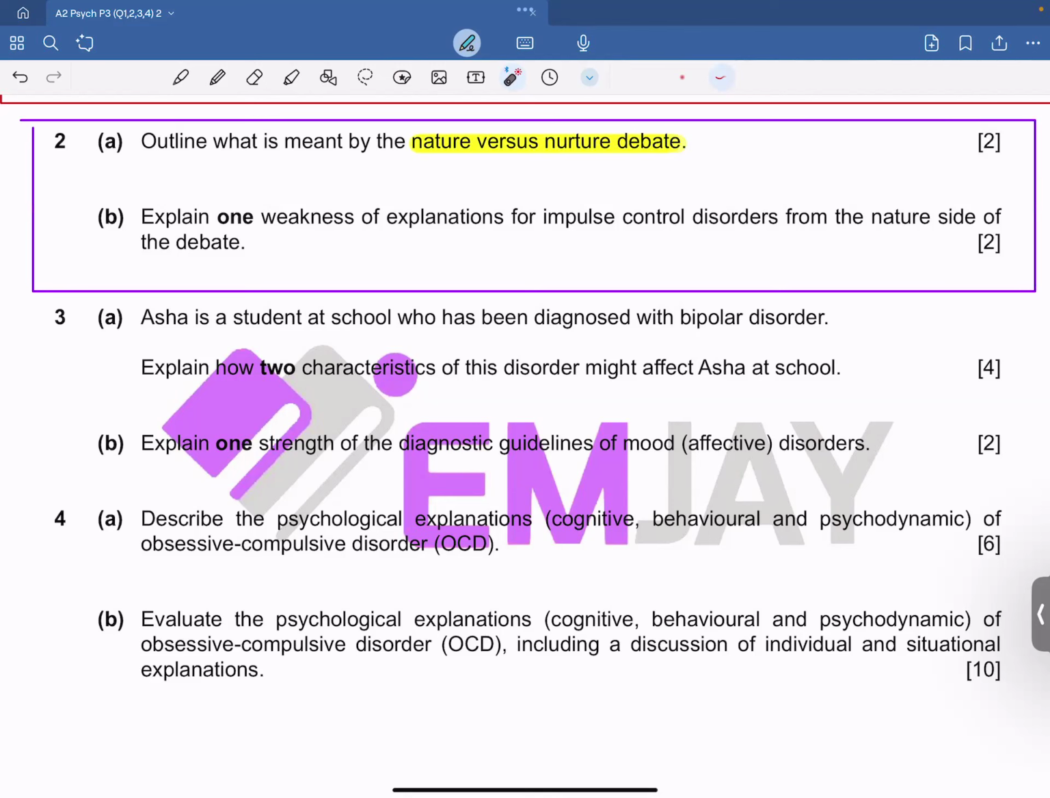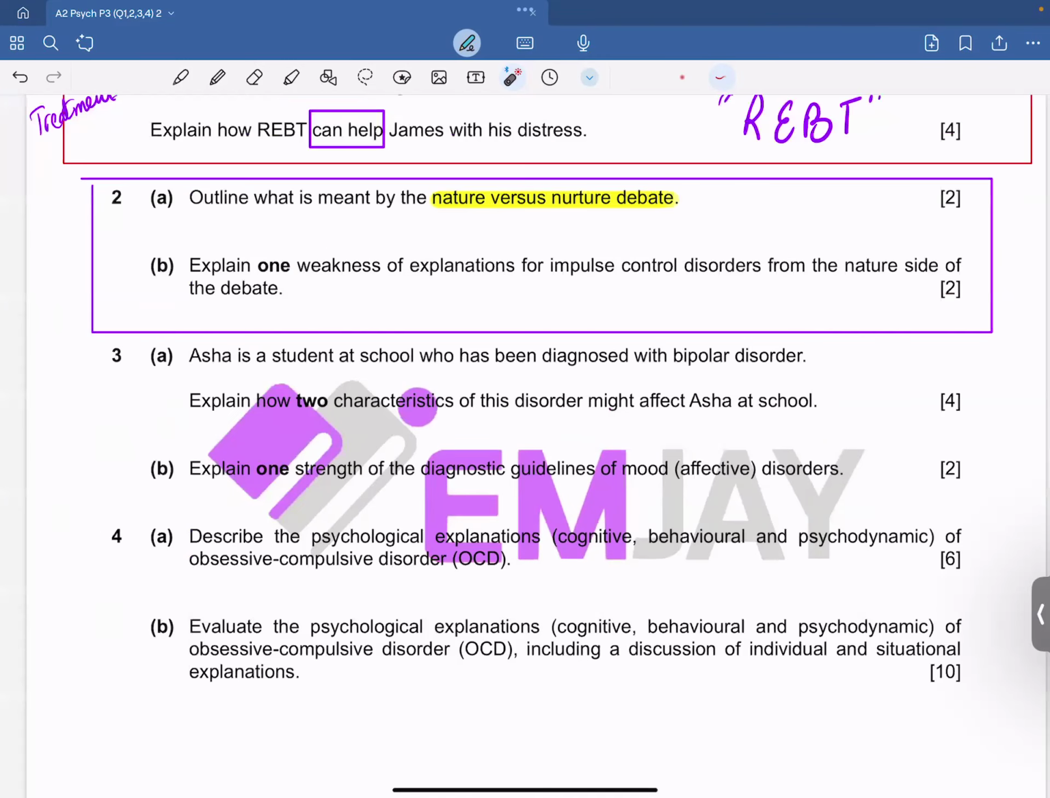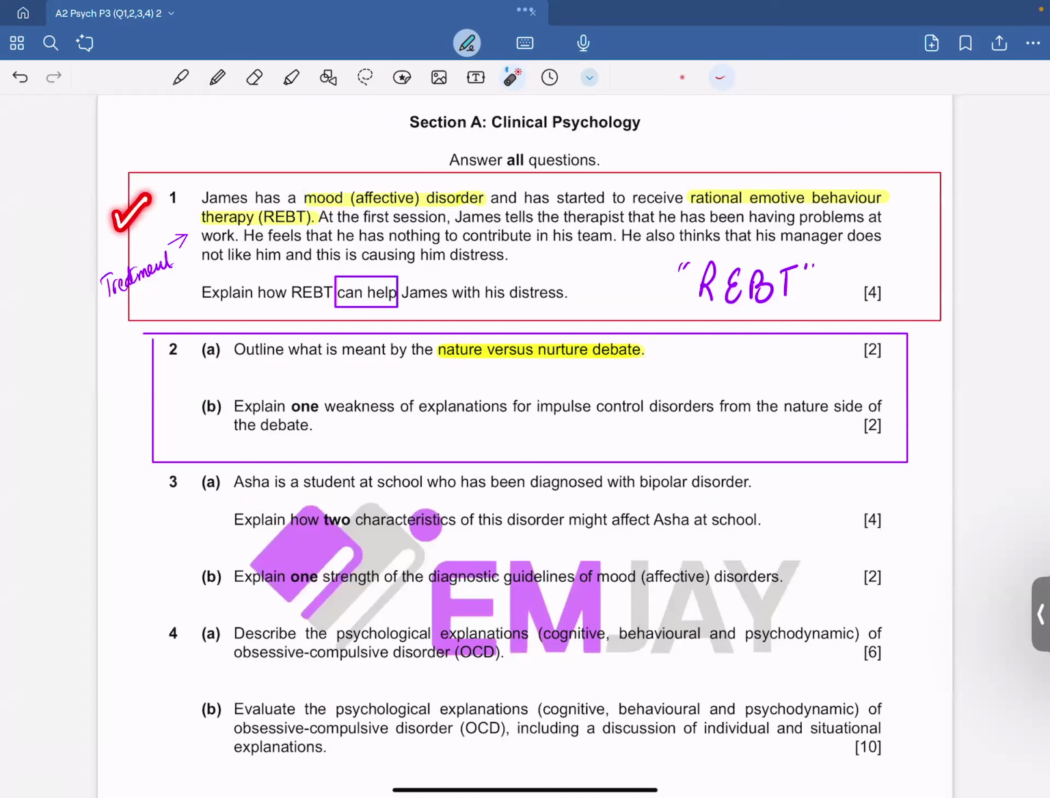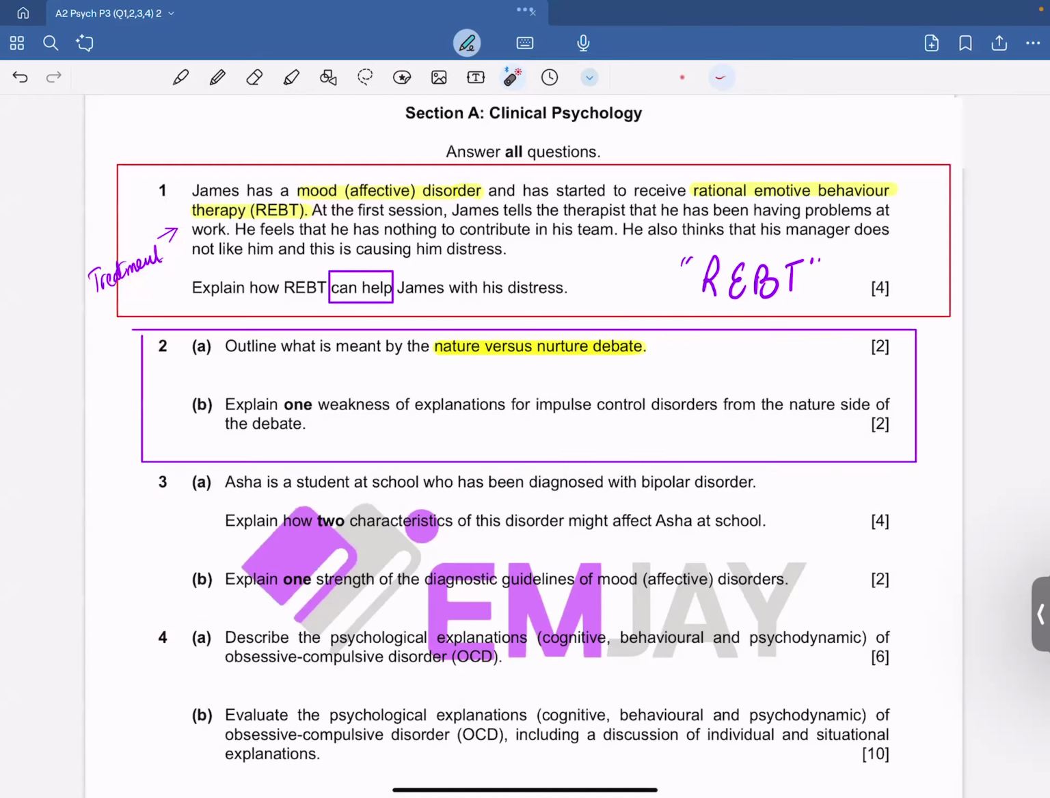Remember, if you're a student who studied clinical psychology, questions number 1, 2, 3, and 4 have to be attempted by you. Have to be. So these are the 4 questions. This is how it looks. This is question 1, this is question 2, question 3, and question 4. So there is no choice because this says answer all questions. So without any further ado, let's begin.